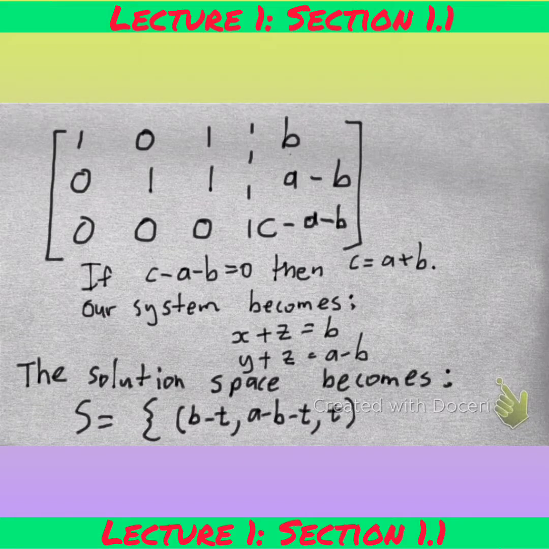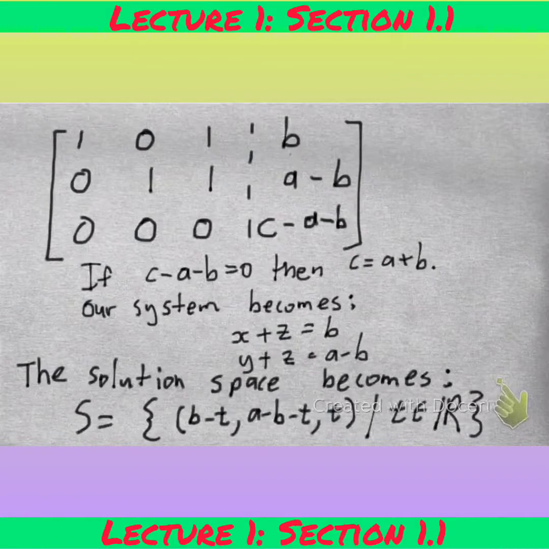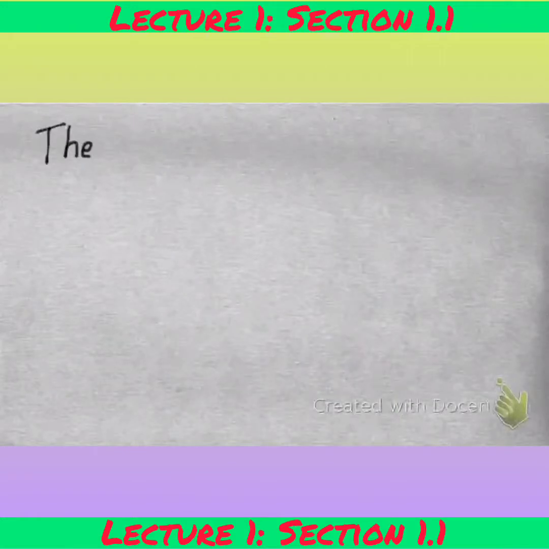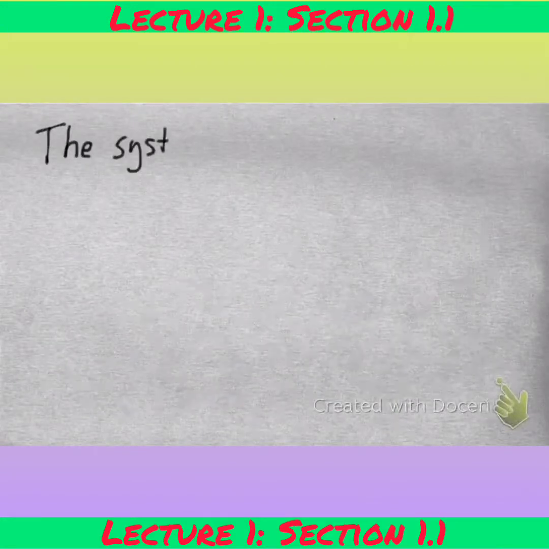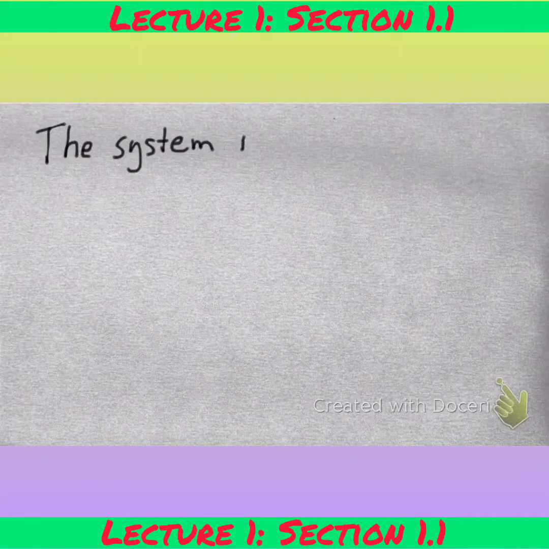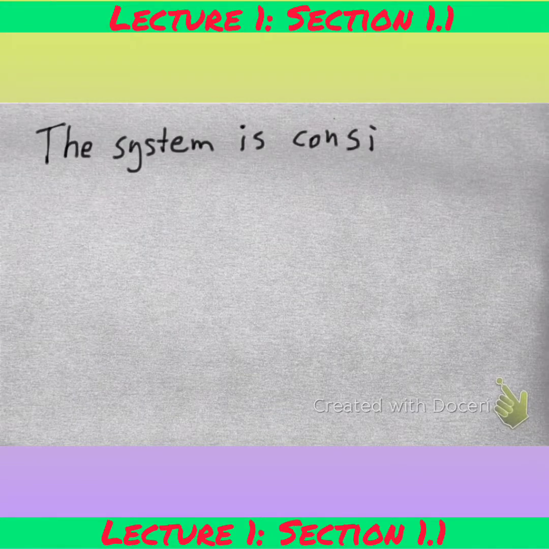So basically the solution space is all points where t is a parameter and t is a real number. Okay, so it's all points where the x component is b minus t, the y component is a minus b minus t, and the z component is t. And so in this case, the system is consistent because it has a solution set.